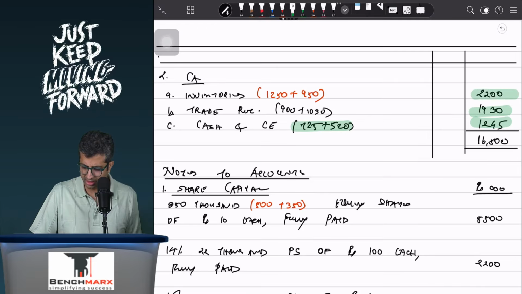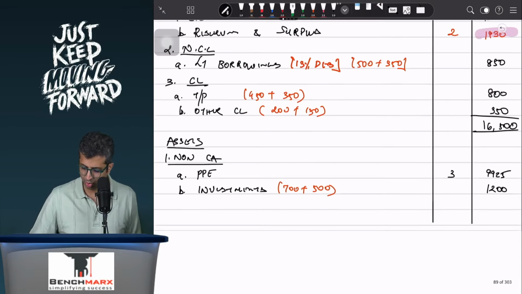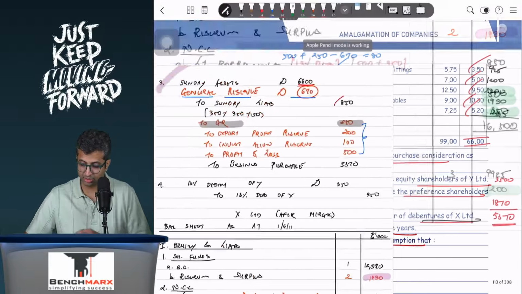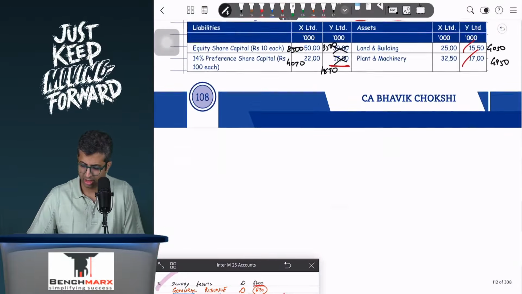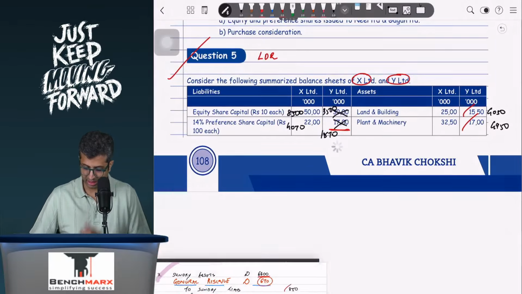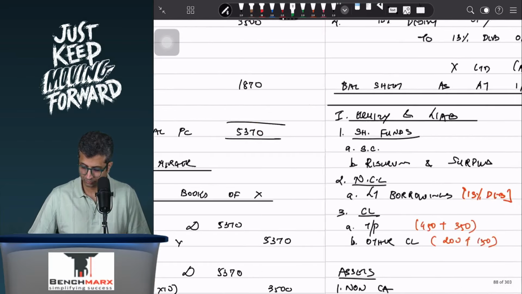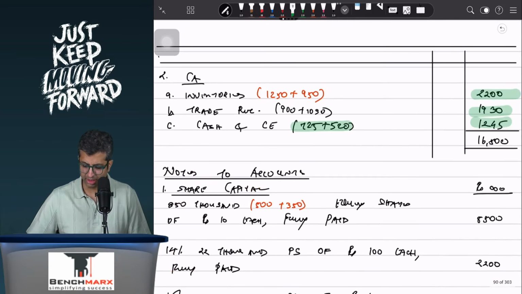1245, 1930, 2200, like we have shown over here. 1930, 2200, and then investments come to 1200. Now there are multiple items in PPE, so you will total up 925 and I think 4950 and 4050. This is 9925. 9925, and thereby you will total this up and find.